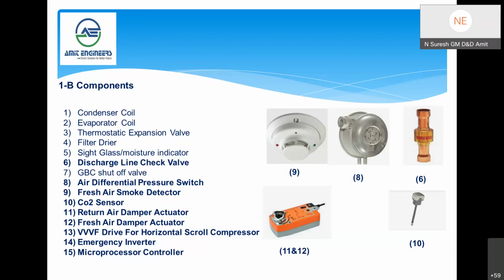Okay, fine. Sir, what is the horizontal scroll compressor, VVVF drive for? Basically there are two compressors. One is the vertical compressor, that is a fixed speed compressor, and there is one more, a horizontal compressor, that is actually a variable speed compressor. Horizontally placed. Vertical is straight; the horizontal is flat. It is horizontal because of the space constraint. Otherwise, the ideal would be the vertical one.